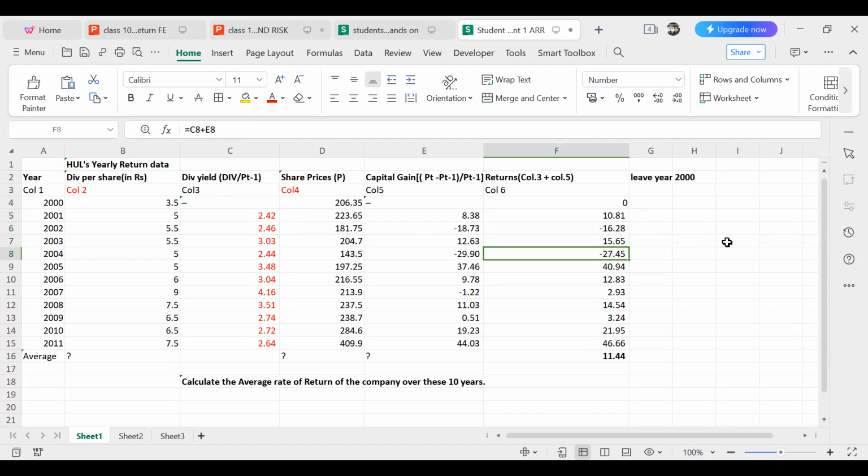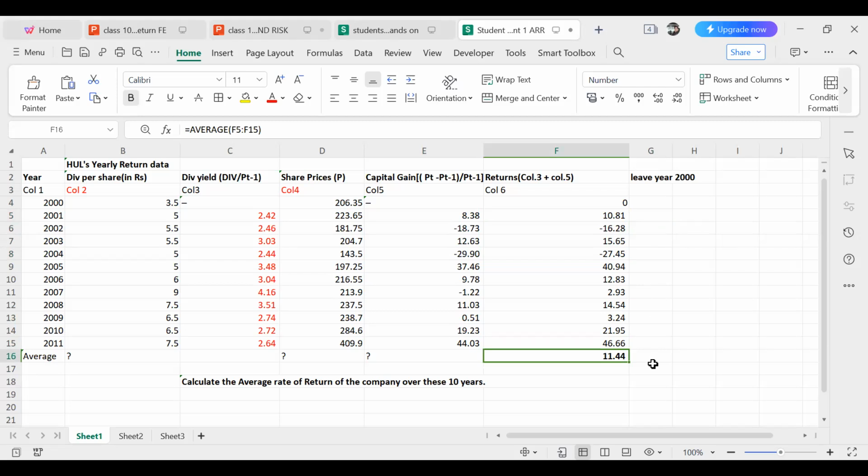And when you sum up your dividend yield with the capital gain, you get the return. Now, today we are going to calculate how much risk is involved. That means for the risk, you look at how much the return deviates from your average return. Are you understanding? So what is the risk involved? For example, here your return is 10.81 in 2001 and changing every year. So how much has this changed from the average return? The first step is to calculate the average return.